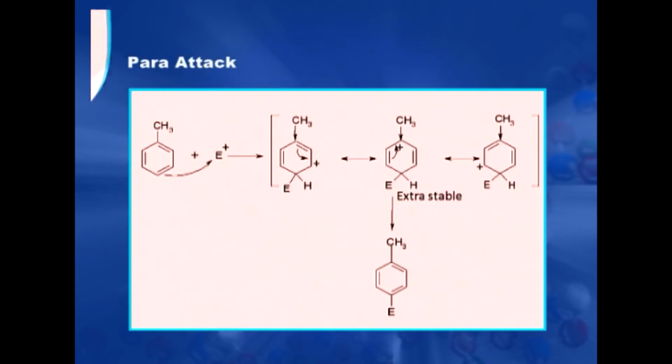Now, if we see the para attack of an electrophile, again in this structure we get the positive charge on that carbon which is directly linked to the methyl group. So, again this positive charge is more stabilized here. So, this is the more extra stable structure. So, the contribution towards resonance is more.